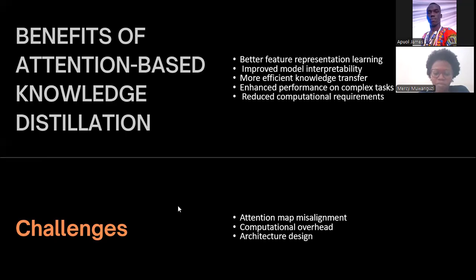teacher model attention maps are not aligned properly, there might be inaccuracy in the model. Then sometimes you can have computational overhead where you need memory efficient computers to be able to train the teacher model so that it can easily transfer specific things to the student model. And the architecture design of such a type of technique might be hard to implement.